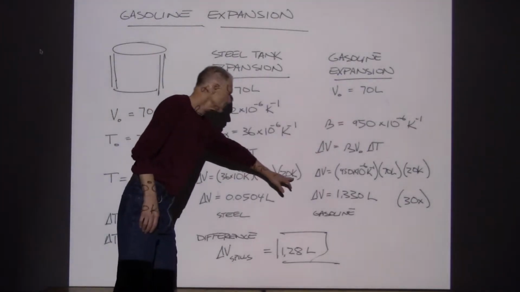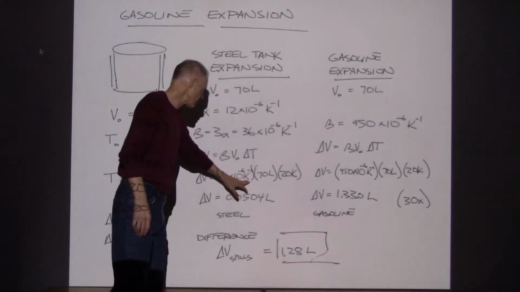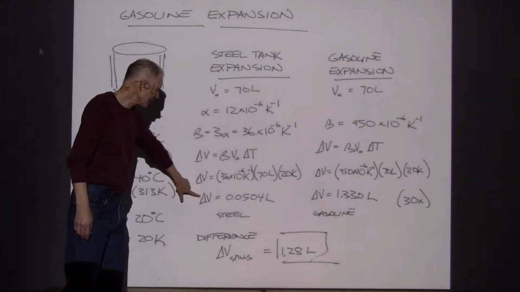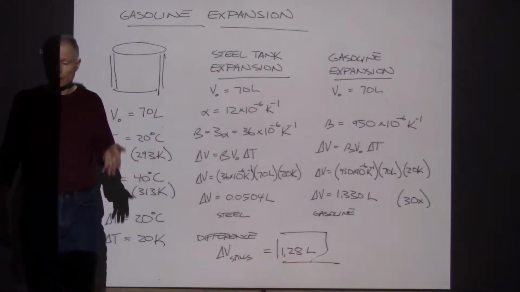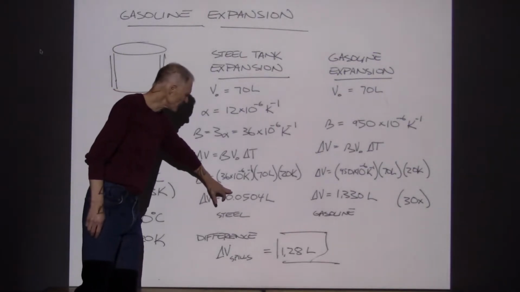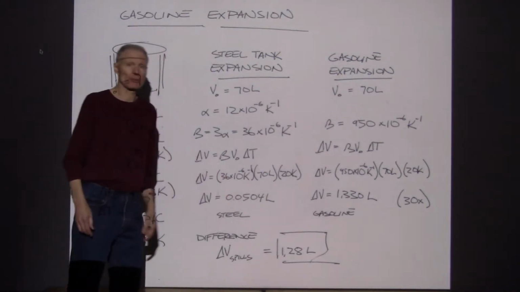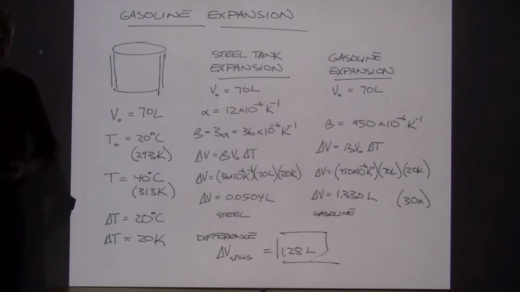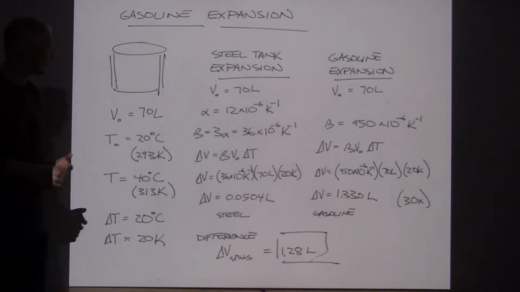So I put in 20 kelvins and it cancels out the units of per Kelvin here. What I'm finding is that the volume of the gas tank actually goes up, from 70 liters to 70.05 liters. I'm getting an extra 0.05 of a liter in the gasoline tank itself.